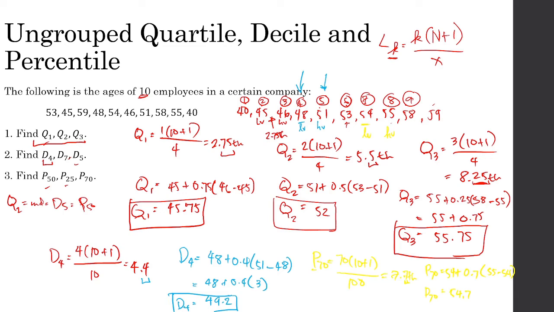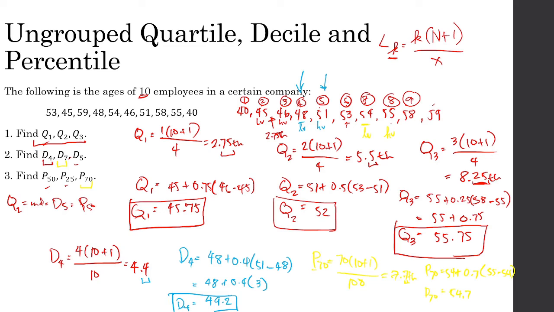Okay? So, that is our quartile, deciles, and percentile. And as you can see here, kaya hindi ko kinompute yung D7 kasi equivalent lang din siya sa ating P70. So, ibig sabihin, our 7th decile here is 54.7. You can actually check if you want. Wala namang problema yun. So, that is how we compute for the ungrouped quartile, decile, and percentile. So, again, if you have any question, don't hesitate to send me a message on our group chat.